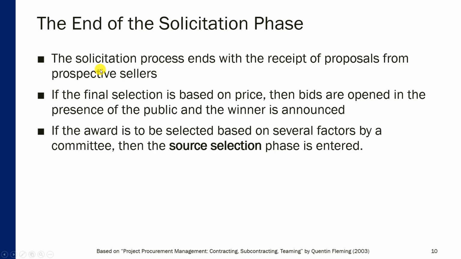Now, the solicitation process ends with the receipt of proposals from prospective sellers. If the final selection is based on price, then it can be as simple as opening bids on the specified date, opening envelopes with the bids in the presence of the public, and then announcing the winner. Now, if the award is not that simple, if it's not just based on price, if the award is to be made based on several factors by a committee, then the source selection phase is entered. So that completes the Chapter 10 video presentation.